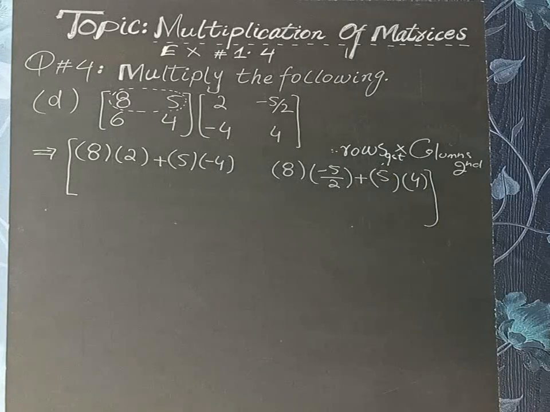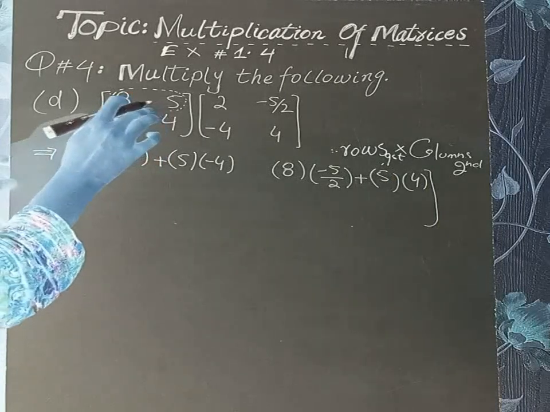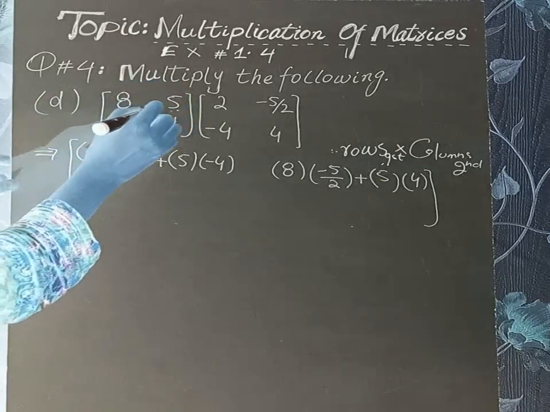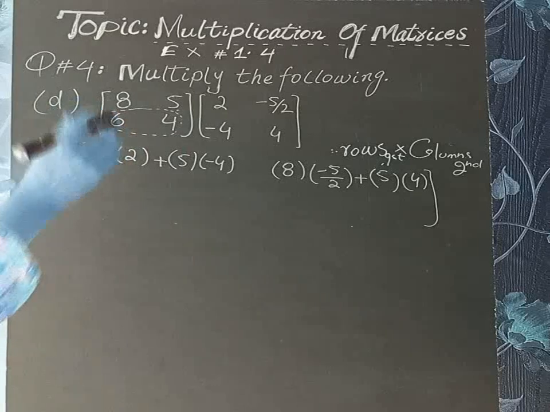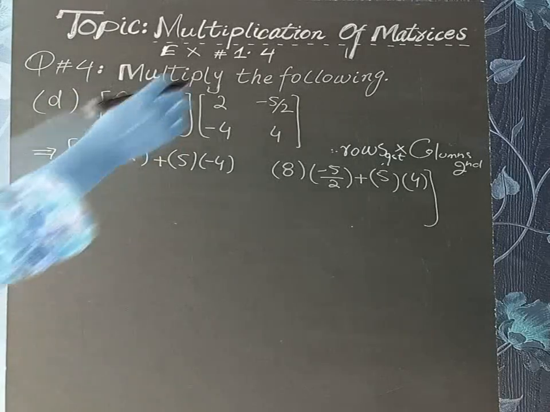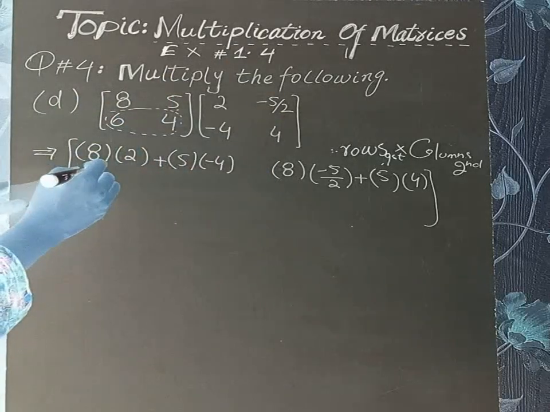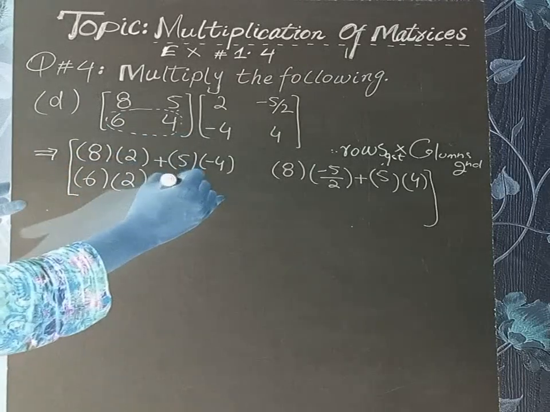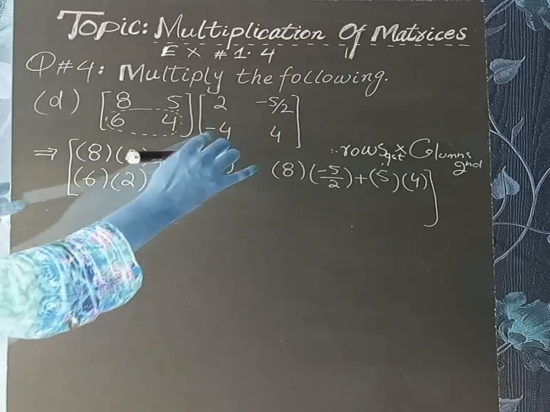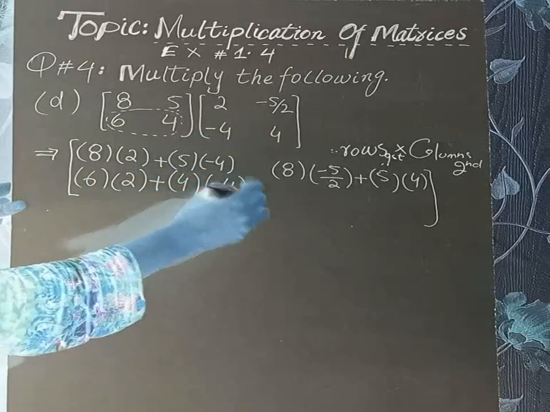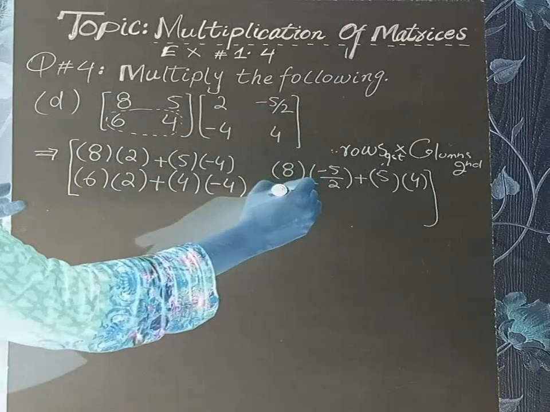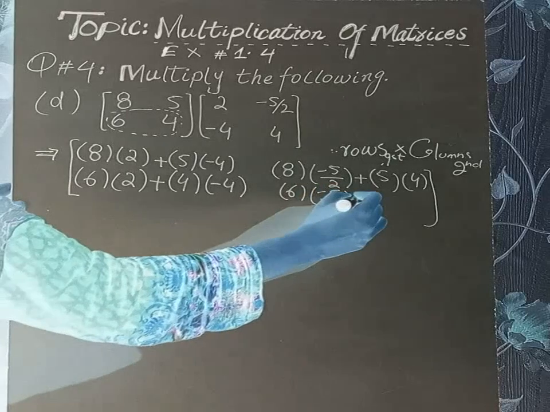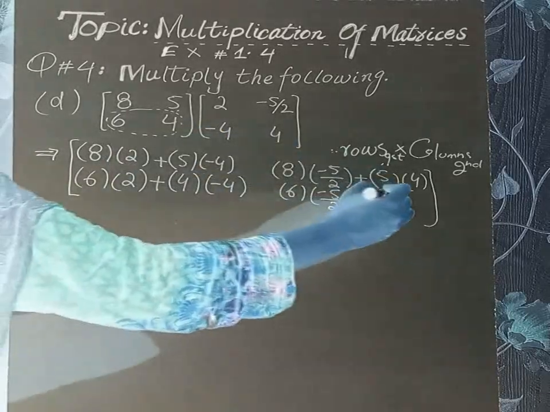Next, the second row we are going to multiply. This one, 6 and 4. We will multiply this by the first column, then by the second column. 6 into 2 plus 4 into minus 4. 6 multiplied by minus 5, 2 plus 4 multiplied by 4.